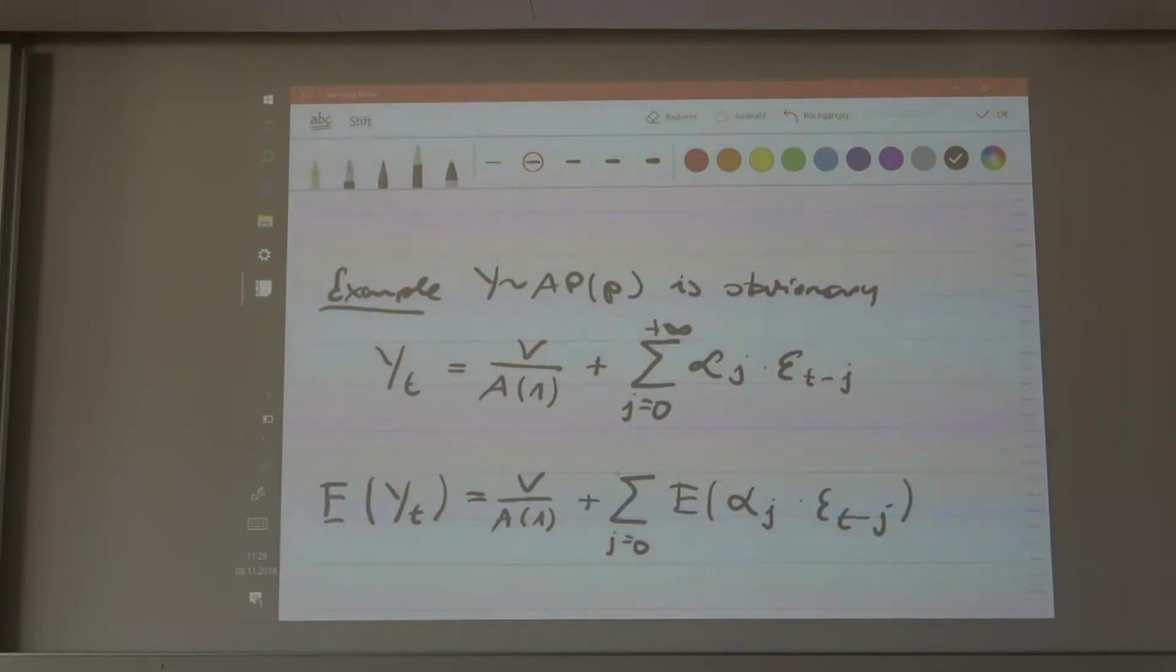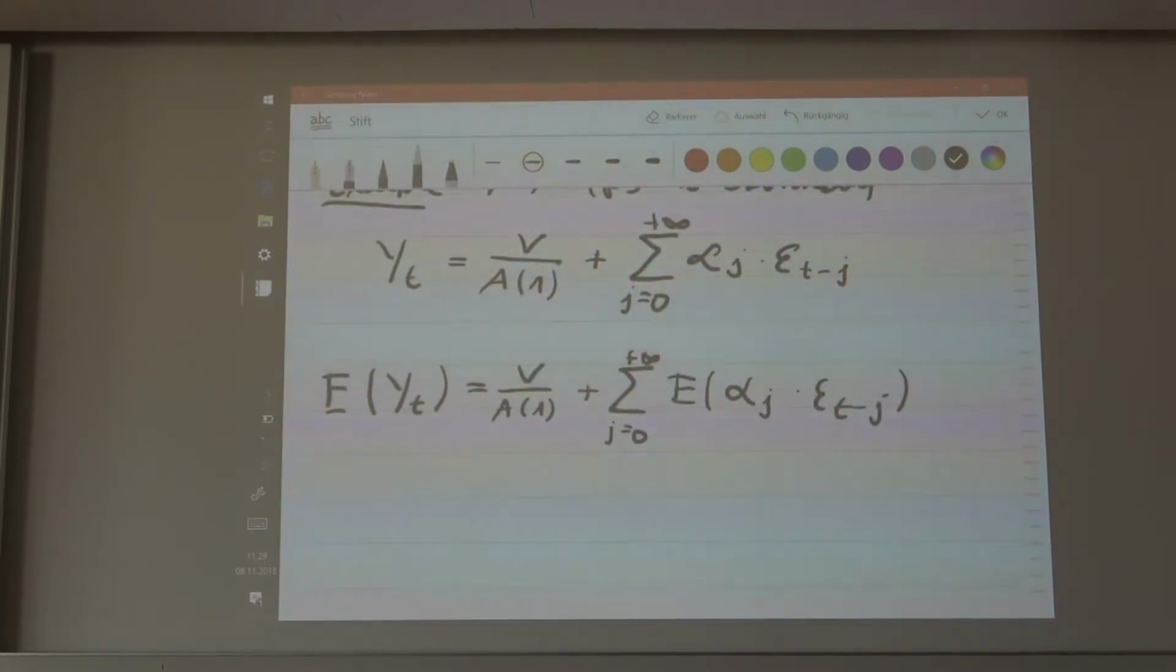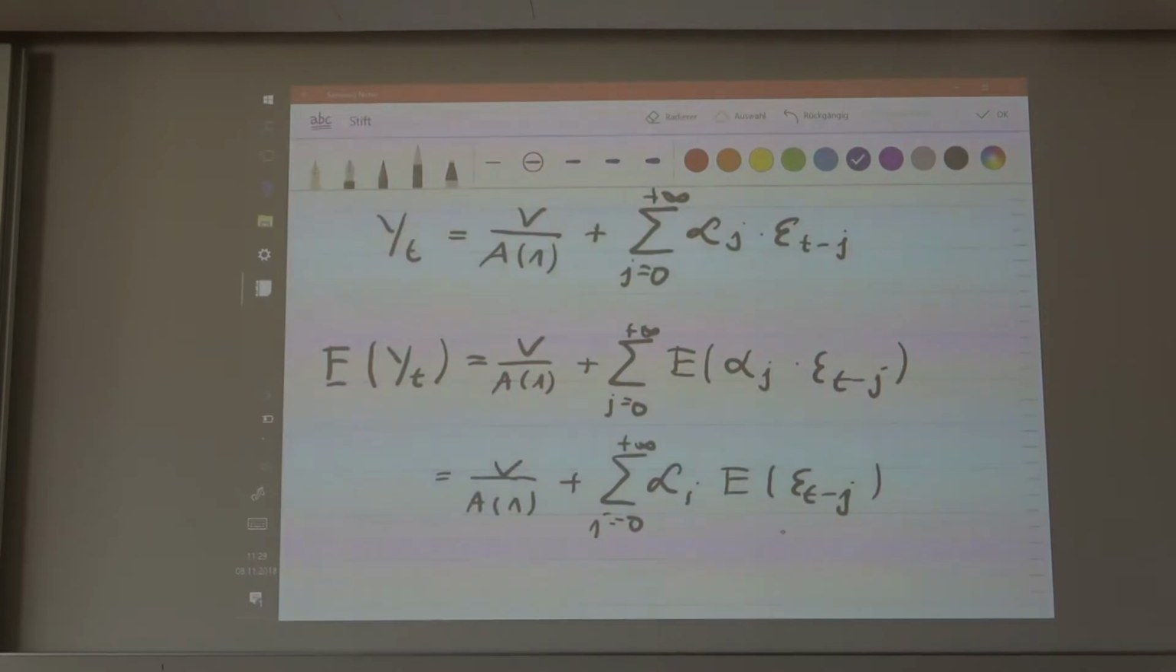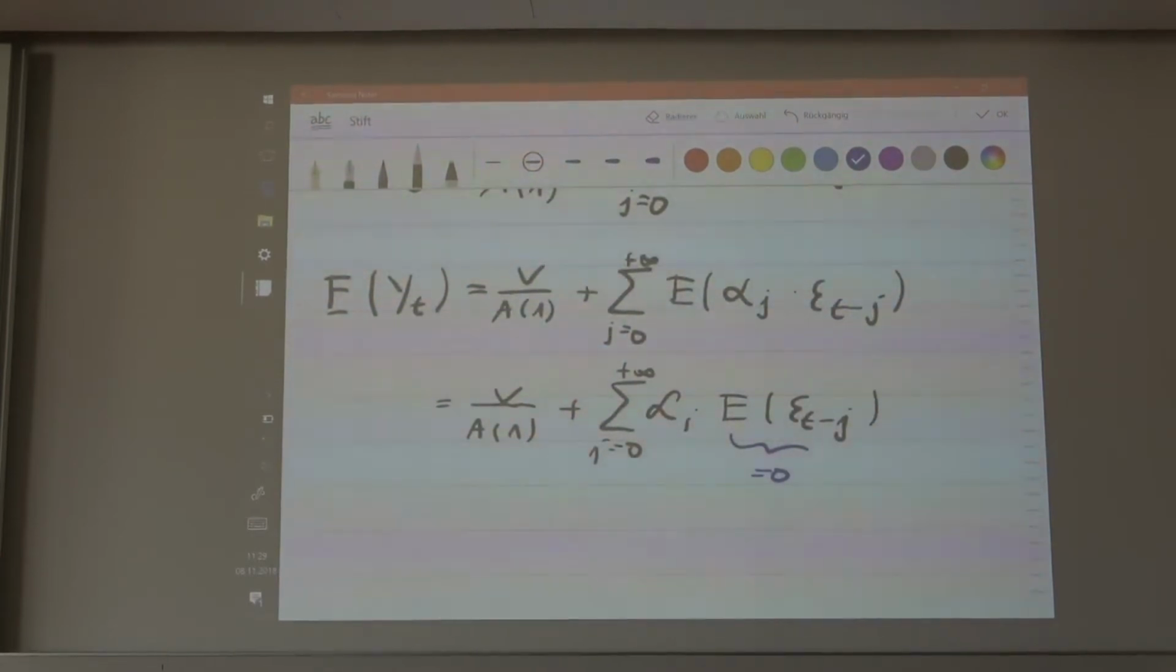And the expectation of a linear transformation is, of course, equal to the linear transformation of the expectation. So here you have the constant plus the sum of these expectations. This is going to be equal to alpha times the expectation of these noises. And the expectation of these noises are what? All of them are 0 at all times, right? So the expectation of the noises are 0. So then the sum is going to be equal to 0.